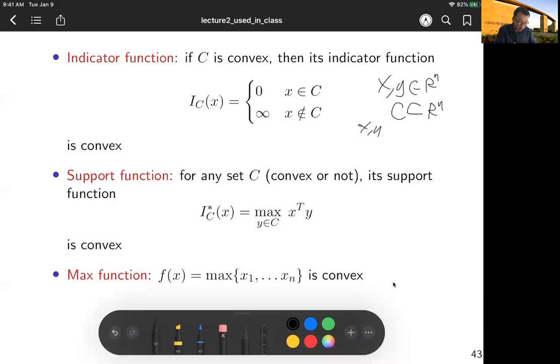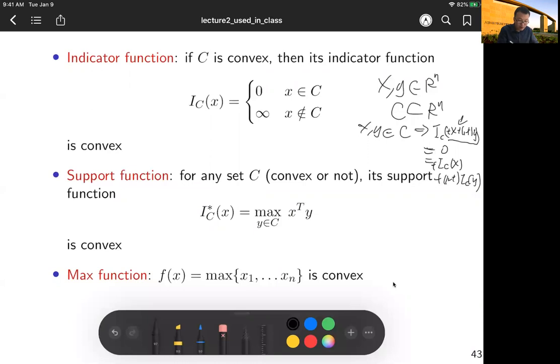If both x and y are inside C, then clearly the I_C of tx plus (1 minus t)y is equal to 0, and equal to I_C of x times t plus (1 minus t) times I_C of y, right? So why is it that this one is 0? That's by the definition of the function and by the definition of a convex set.